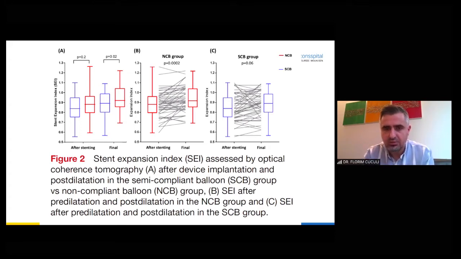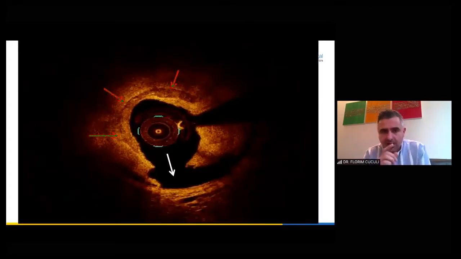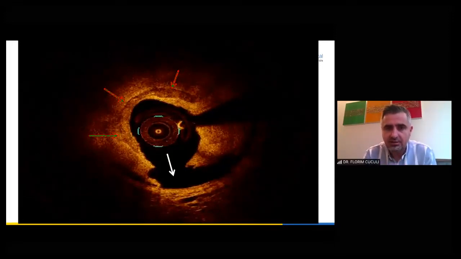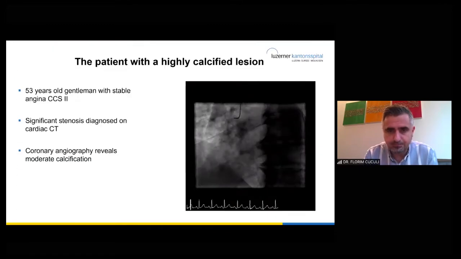And that's why I showed this slide. Now, when you do lesion preparation and you have a calcified lesion, like in this case, which is really not a very thick calcium ring you see here, if you use the wrong balloon, then you will dissect the vessel, and your dream of putting a drug-eluting balloon will end because you will need a stent to cover this.